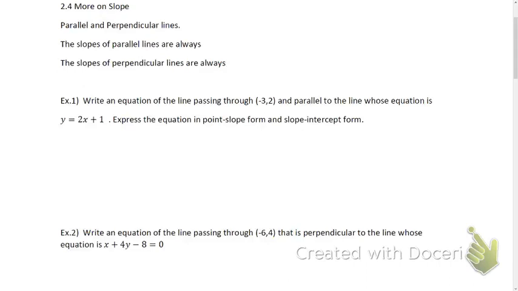In college algebra, we spent some time on slope again, but this time we started talking about parallel and perpendicular lines and then applied it to a few word problems. So if you have parallel lines, the slopes are always the same or equal. And if you have perpendicular lines, you have negative reciprocal slopes.